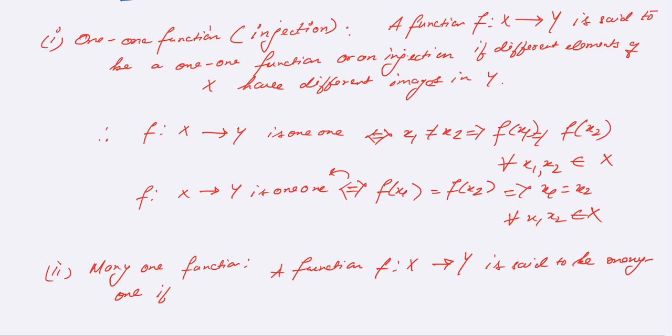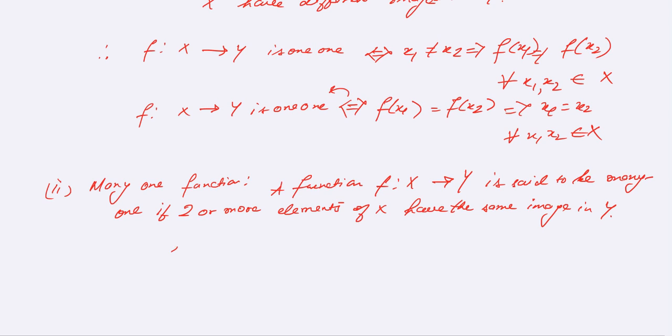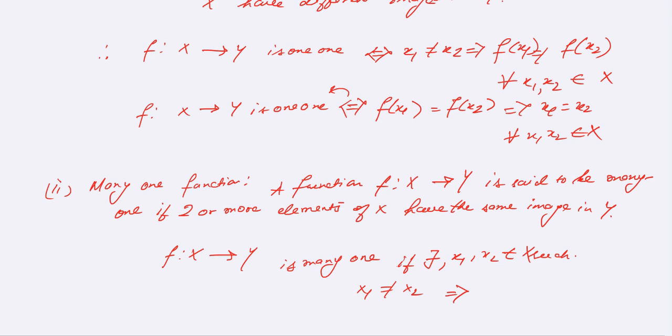If two or more elements of X have the same image in Y. Thus what we have is, f: X to Y is many-one if there exist x1, x2 belonging to X such that x1 is not equal to x2 implies f(x1) is equal to f(x2).